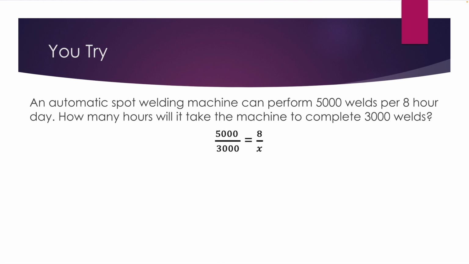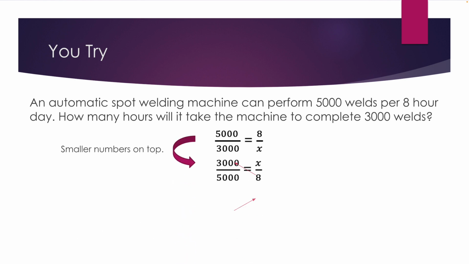I'm going to set up the proportion as I read it. So 5,000 welds, 8 hours, 3,000 welds for x. And I'm checking my condition. I have welds on one side, hours on the other. 3,000 needs to go on top because it's smaller than 5,000. And if I have less welds, it's going to take less time. So I want my x on top as well.